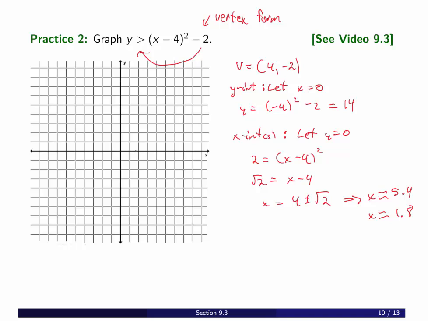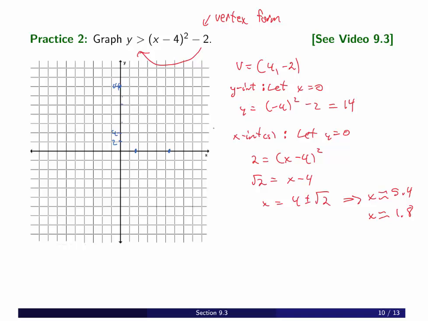Let's place those points on the graph. 1.8 roughly here. 5.4 roughly there. Those are the intercepts. The y-intercept is 14. 1, 2, 3, 4, 5, 6, 7, 8, 9, 10. Since it only goes up to 10, I'm going to have to go up by 2s. So this will be 2, this will be 4, 6, 8, 10, 12, 14 will be right here.